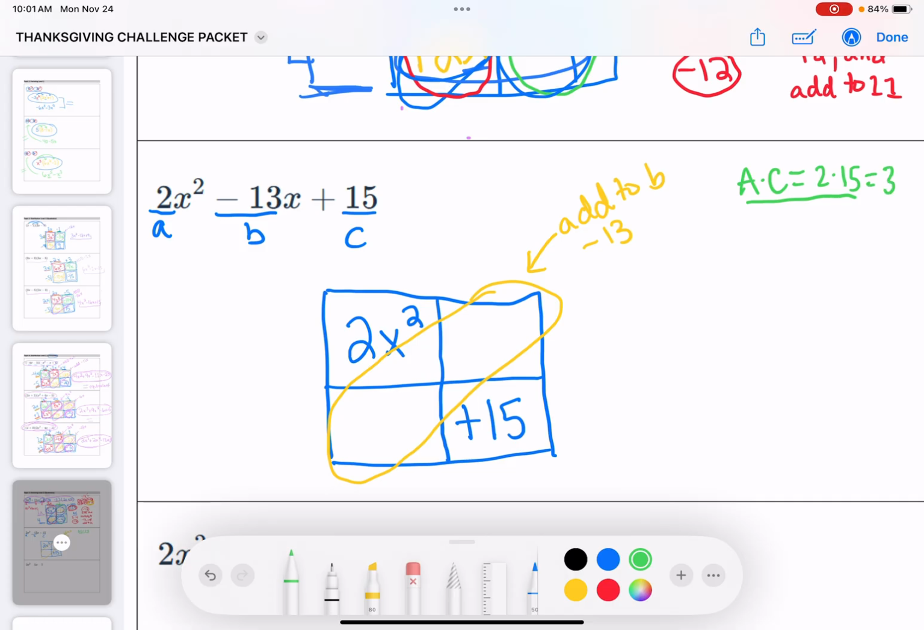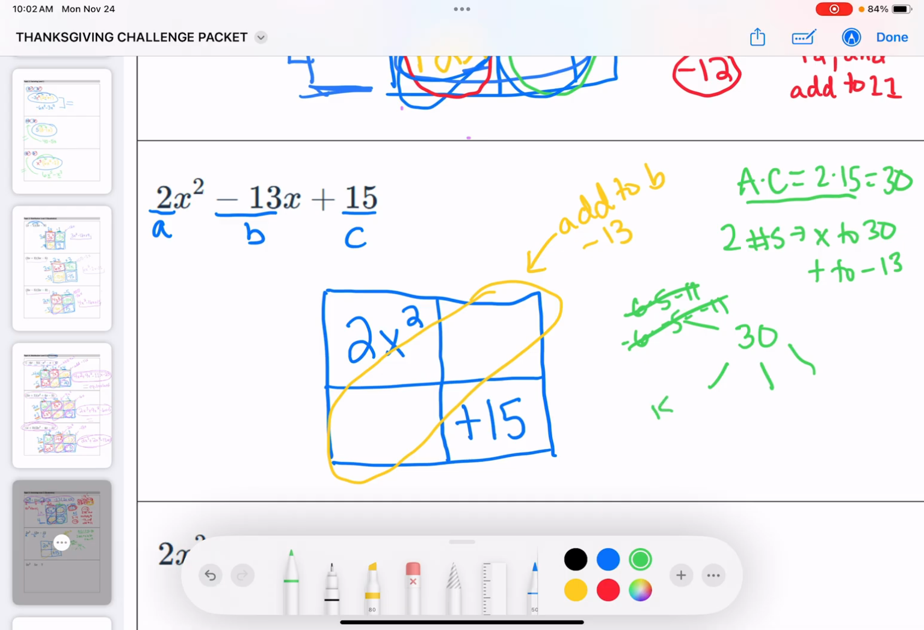Which is 30. So I'm looking for 2 numbers that multiply to 30 and add to -13. So I'll make my little tree of 30. This is easier because it's positive. So I could do 6 times 5 or -6 times -5. This equals 11. This equals -11. We could do 15 times 2 and -15 times -2. 17 is not it.